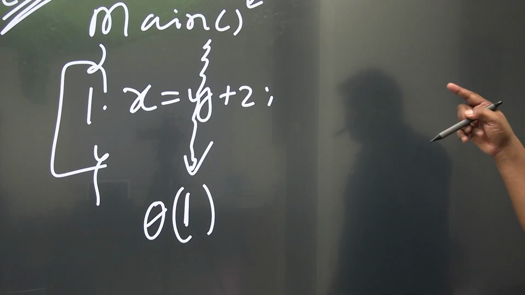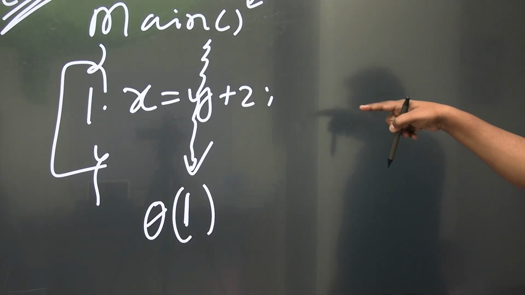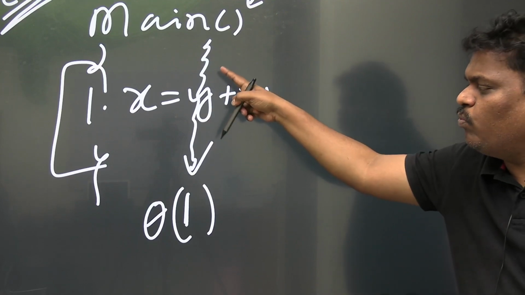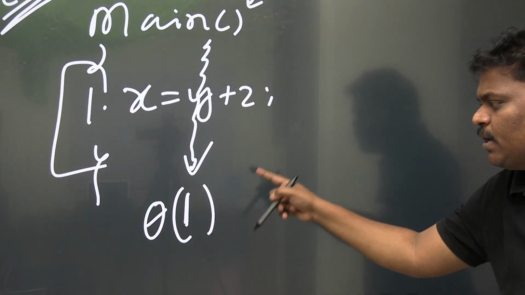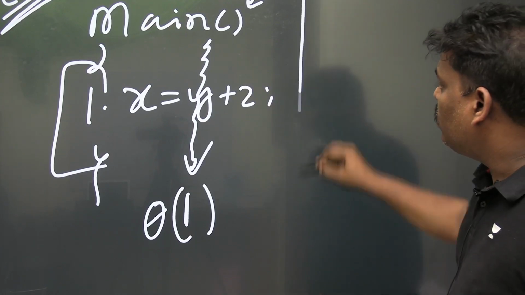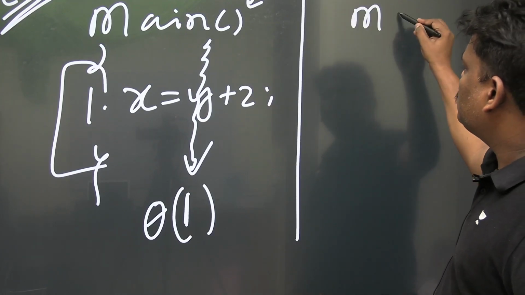While running your program, the CPU will scan this program like this. This line will execute one time. So time complexity is theta of 1. Now, some people are asking, sir, what about this one?